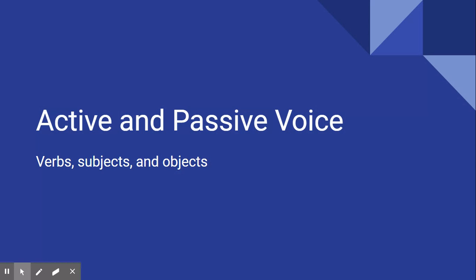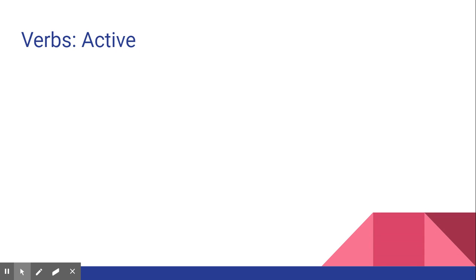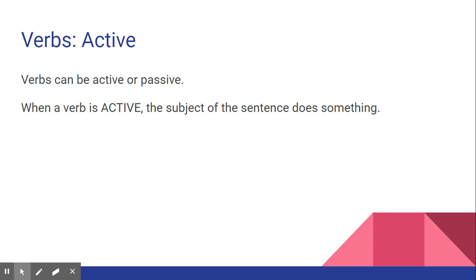Today I wanted to talk about another grammar mechanic, and that's active and passive voice. So you're really going to have an understanding of what verbs are, what subjects are, and what objects, specifically direct objects, are in a sentence. So verbs and the active voice. Verbs can be active or passive, and I'll explain what that means in a second. When a verb is active, the subject of the sentence does something.